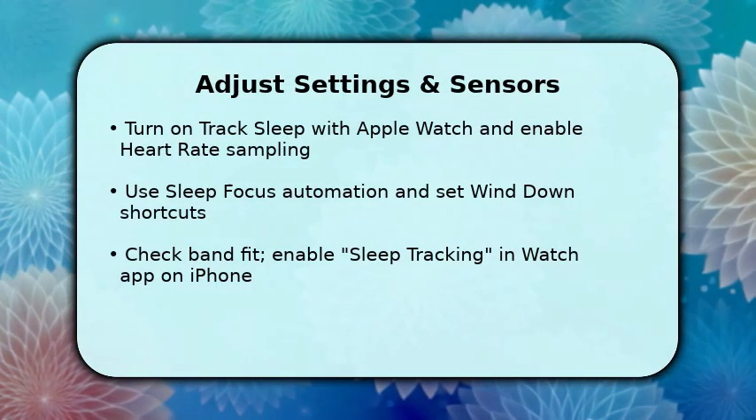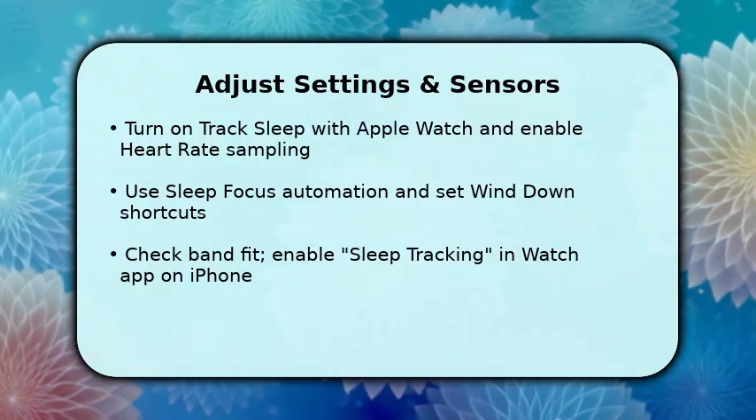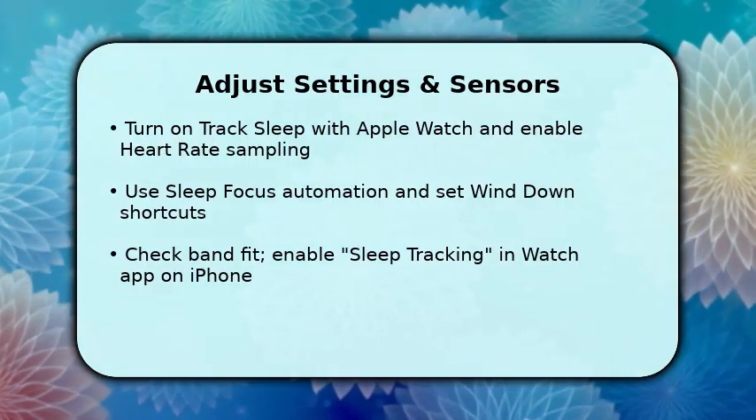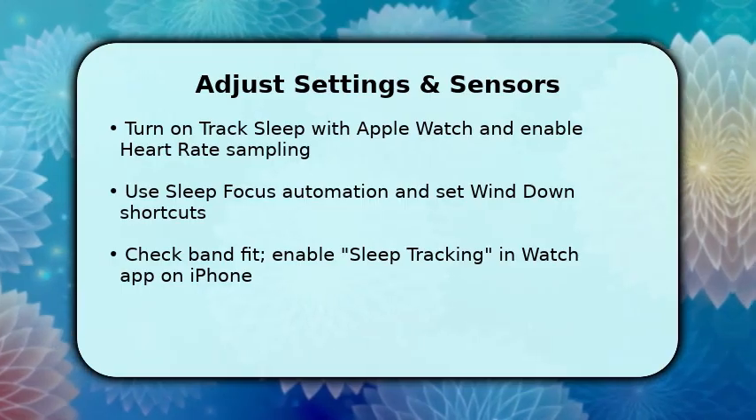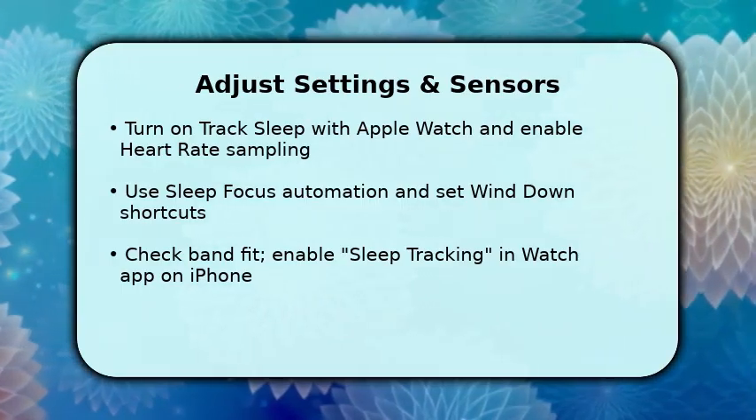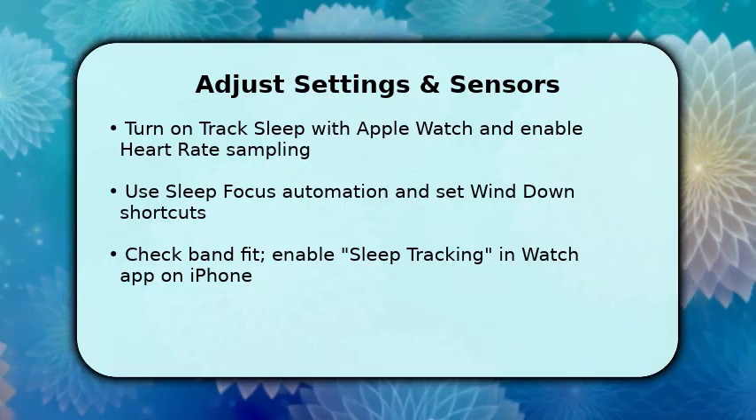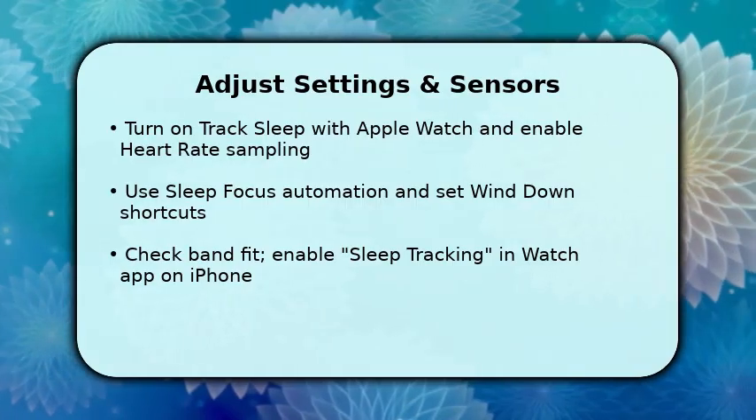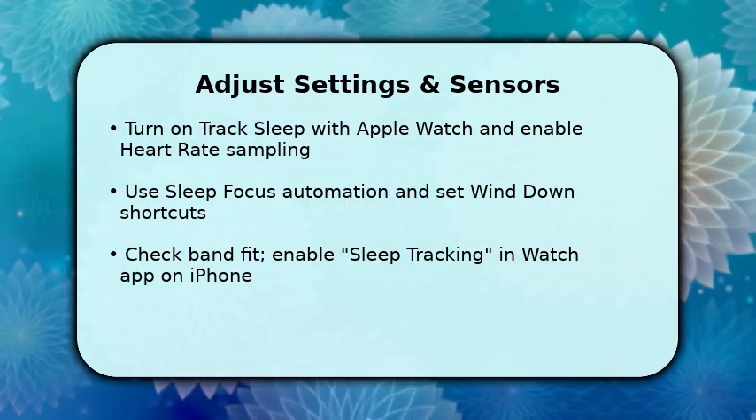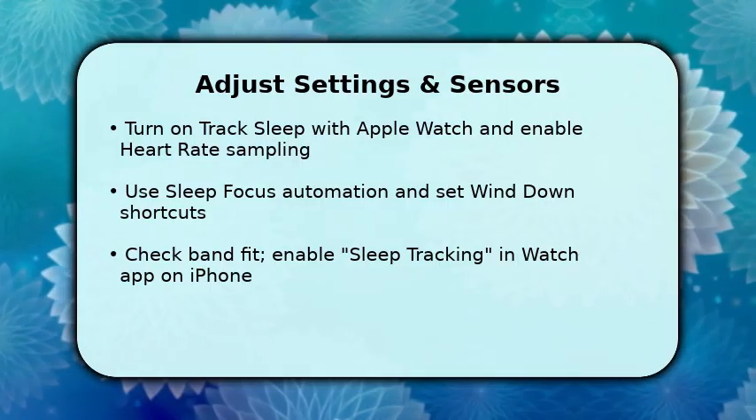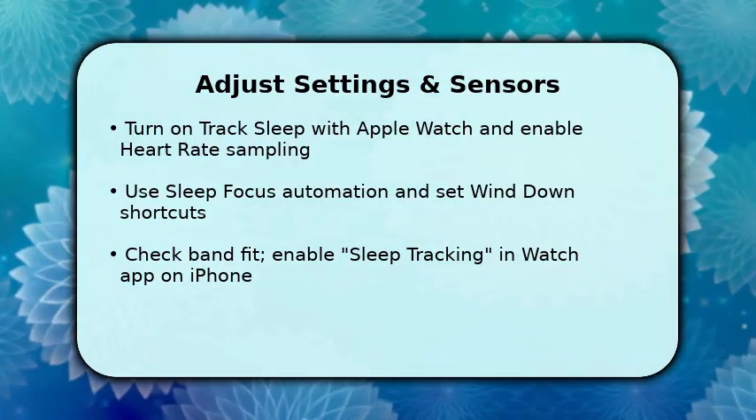This first step gets tracking active and lets the watch collect movement and heart rate for accurate sleep staging. Next, refine what you track. Open the Watch app on your iPhone and confirm sleep tracking is enabled, plus permit heart rate and motion access. Once configured, adjust sampling frequency for more granularity if available. This improves stage estimates. Make sure your band fits comfortably but snugly. Loose bands reduce heart rate accuracy.